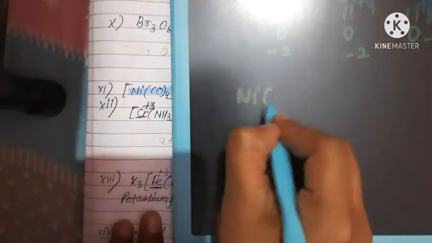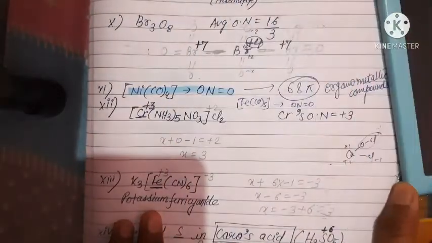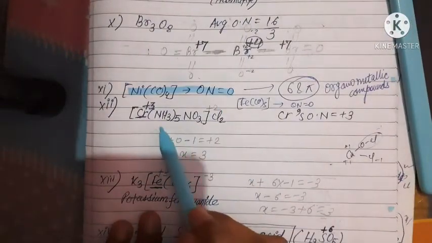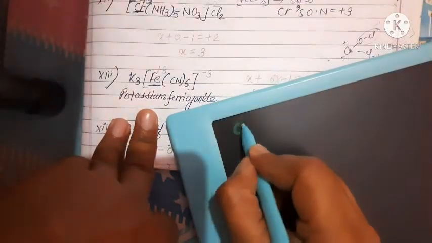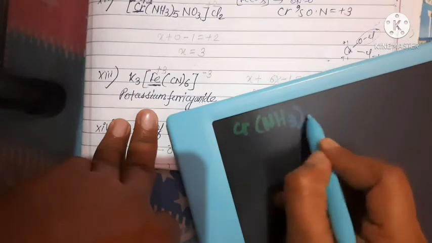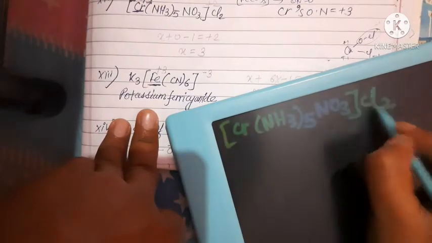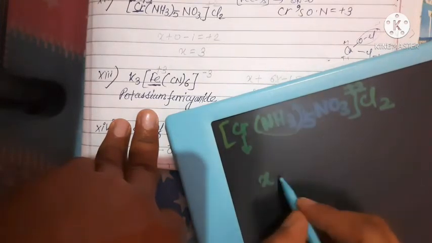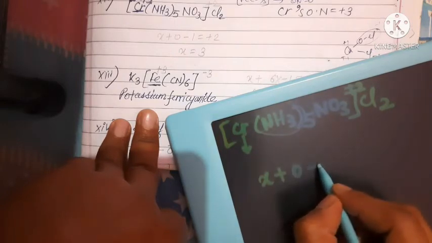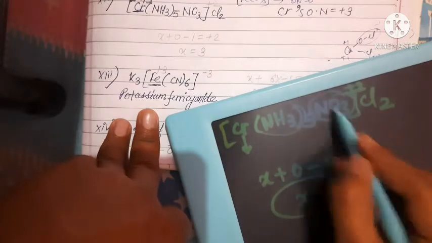And in Ni(CO)4, Ni is having oxidation number of 0. In this you can see, I will solve it for you. So this whole is having plus 2. So x plus 0 minus 1 equal to plus 2. So x equal to plus 3. This is having minus 1.